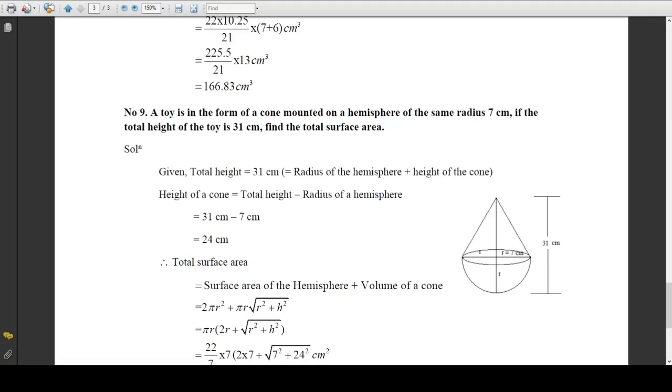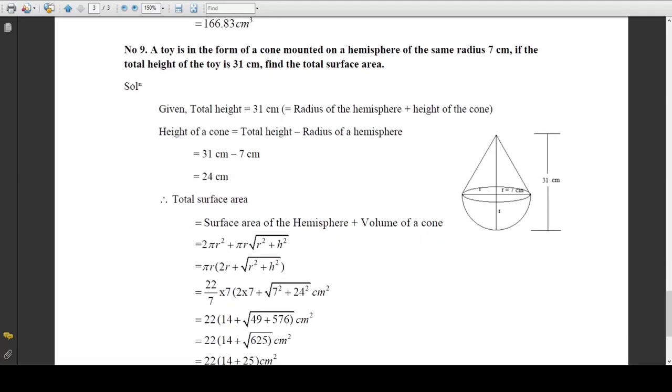Therefore the surface area of hemisphere will be half of a sphere only. The surface area of a sphere is 4 pi r square, therefore half of that is 2 pi r square, plus the surface area of a cone, which is pi r times the slant height, root over r square plus h square. Now taking common, you will have pi r as common, you will have 2r plus root over r square plus h square.